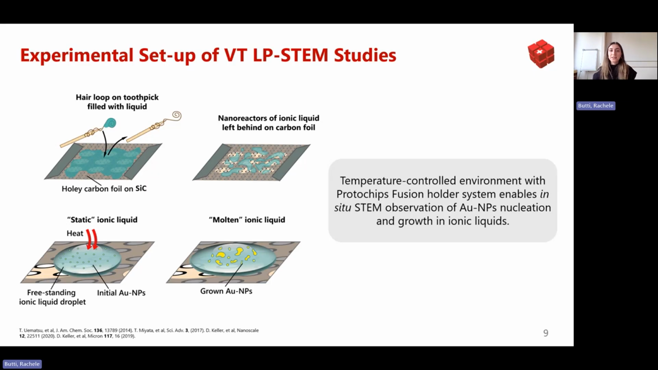After that, the nanoreactors of the ionic liquid are left behind on this carbon foil of the active area of the chip. And by considering environmental factors such as temperature, or the electron beam itself coming from the microscope, I can trigger the formation and the growth of the metallic precursor inside the freestanding ionic liquid droplet. So we go from a static ionic liquid droplet to a molten state ionic liquid, where we really grow the gold nanoparticles in this case.